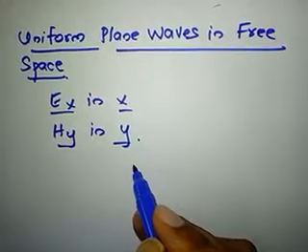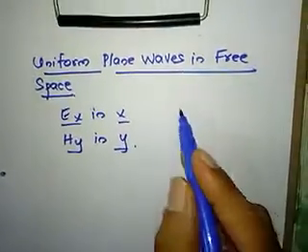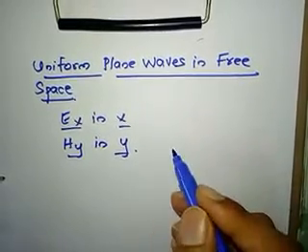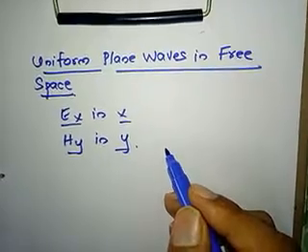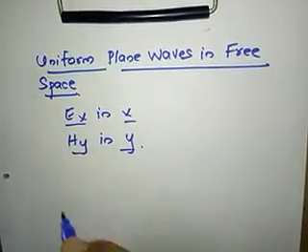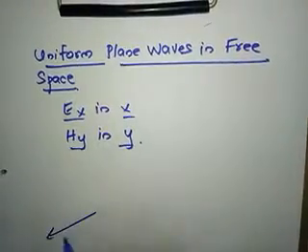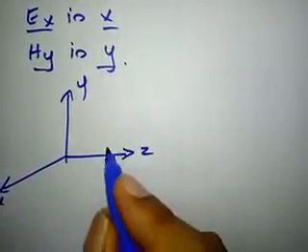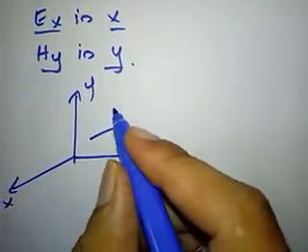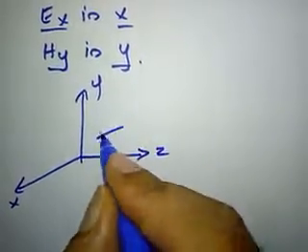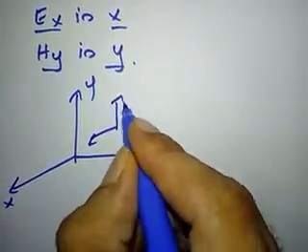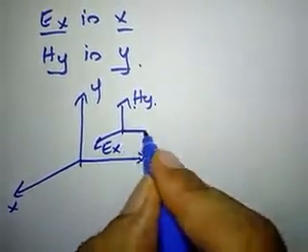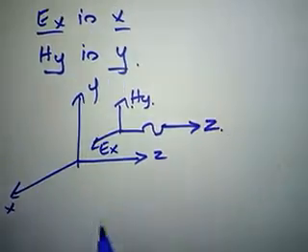The direction of propagation will be according to the right hand thumb rule. If one is in x and another is in y, then according to the right hand thumb rule it will be in the z direction. With this introduction, there are three directions here: x, y and z. If it is lying in the xy plane, then it will move in the z direction. So one is Ex, another is Hy, and the wave will move in the z direction.